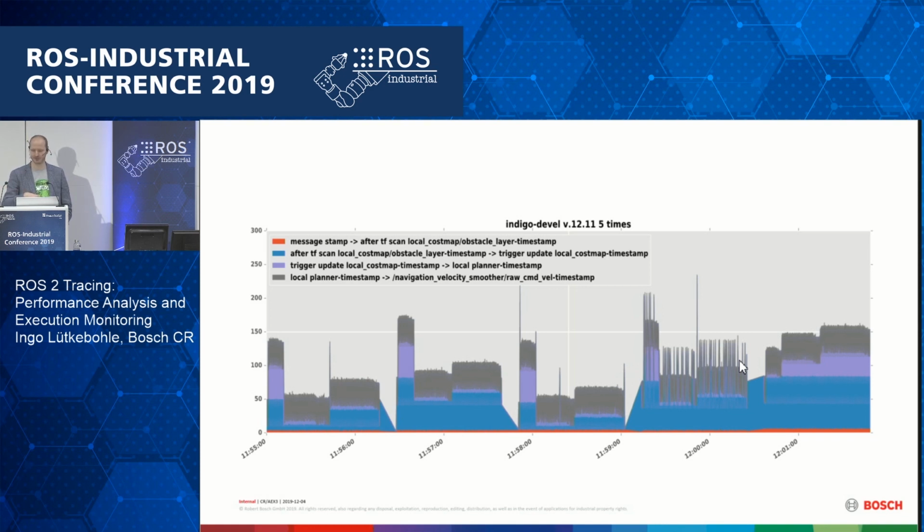And as you can see, this is all over the place. It's not consistent. And so we found out that there was a problem in the ROS move base in the way the various threads were organized that was causing this inconsistent behavior, where at some points in time we had 20 millisecond latency, and at other times we had 200 millisecond latency.